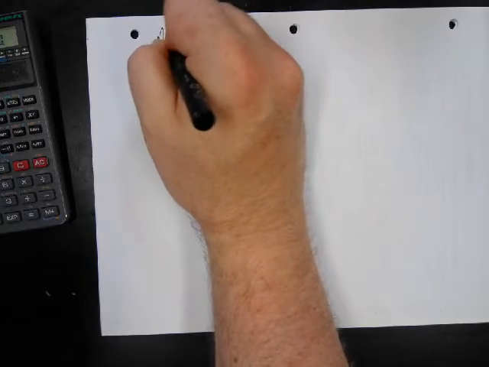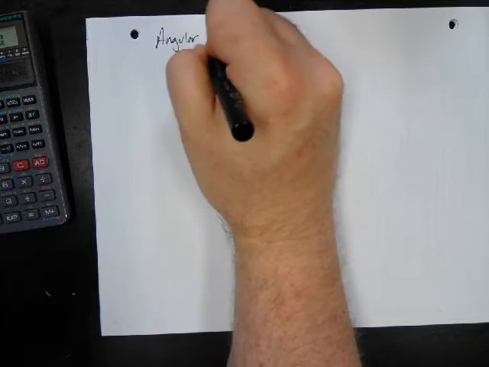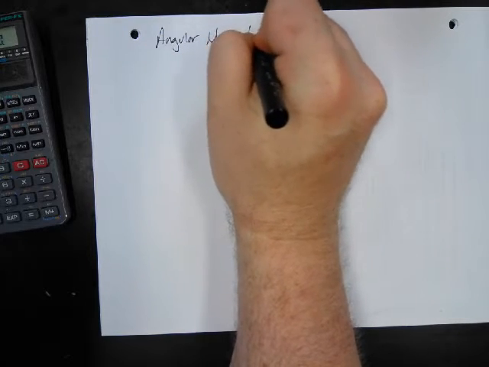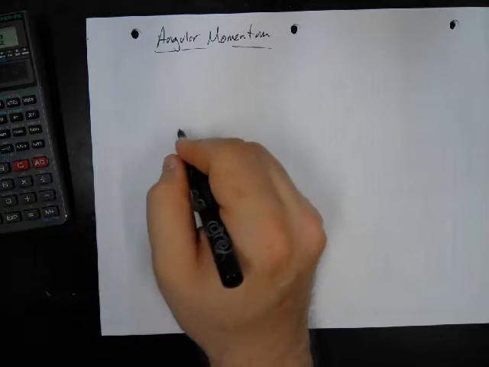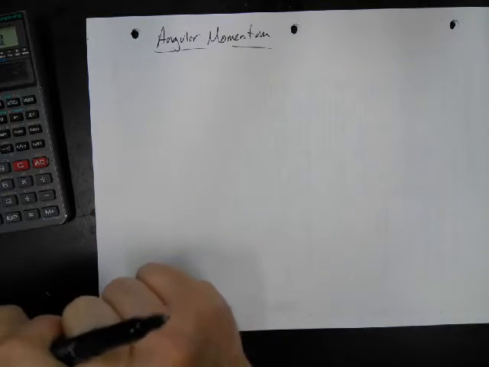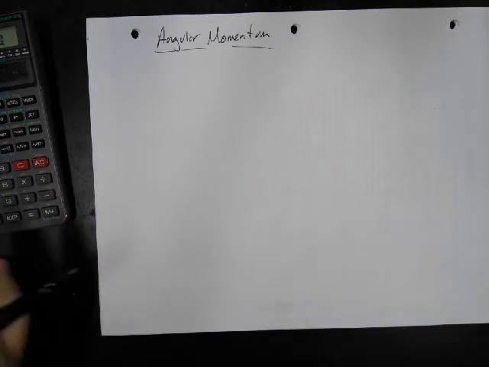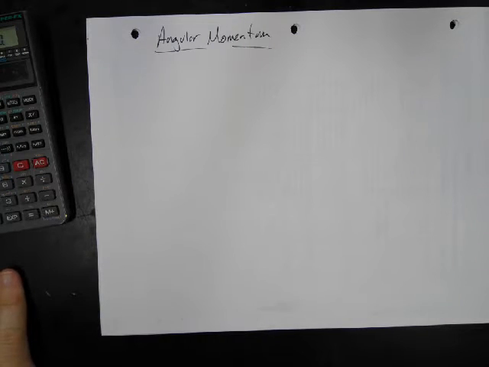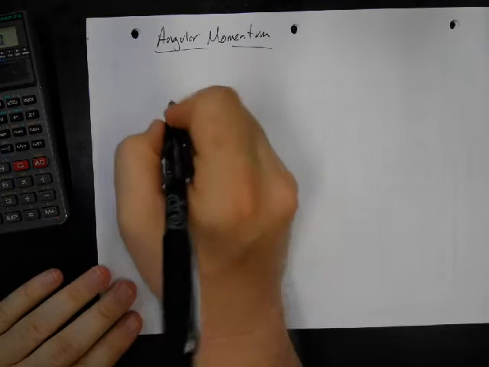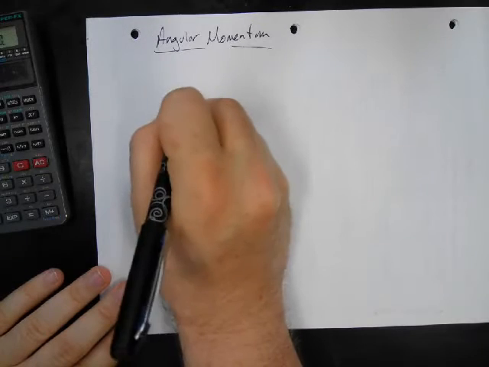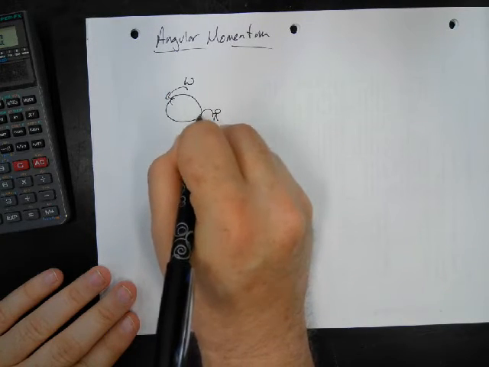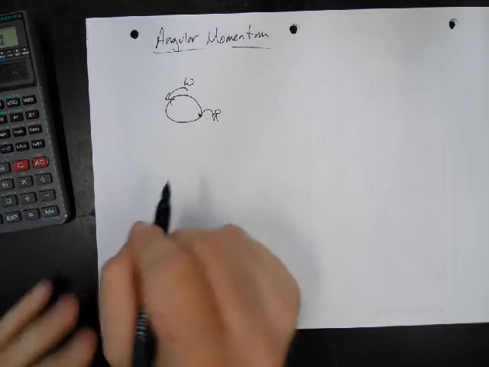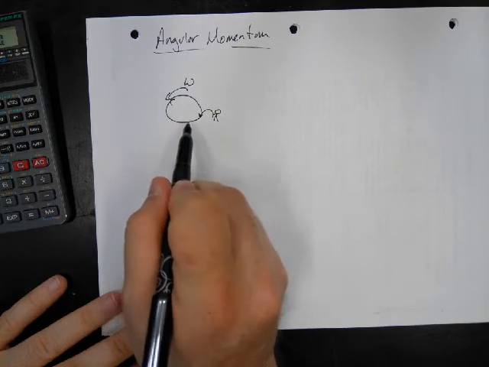This is angular momentum stuff. So we have an object that is rotating in some way, and then we have an interaction. So let's talk about a merry-go-round for a moment. And it's rotating, and it has some angular velocity. And then a little kid jumps on it. What does that do? Well, it's a collision.